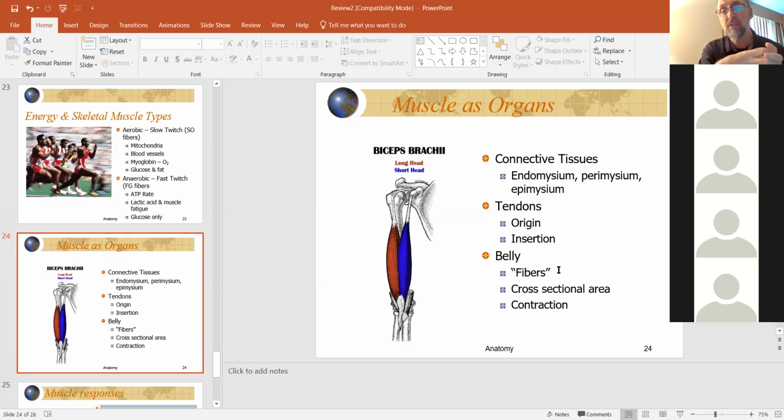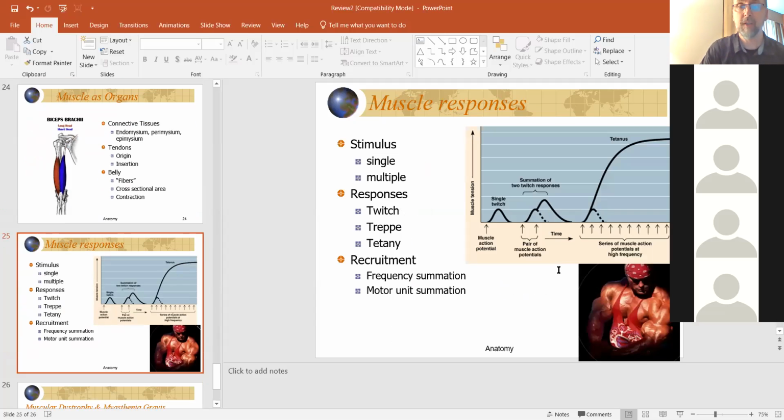And the cross-sectional area determines how strong the muscle is, and that will enlarge during a contraction. Muscles as a group can respond in a variety of strengths. If there's a single message from a neuron, you'll get a very slight contraction. If the neuron sends repeated messages, the contraction will be stronger and longer. This is the staircase or treppe effect. And then the maximal contraction is a tetanic contraction.